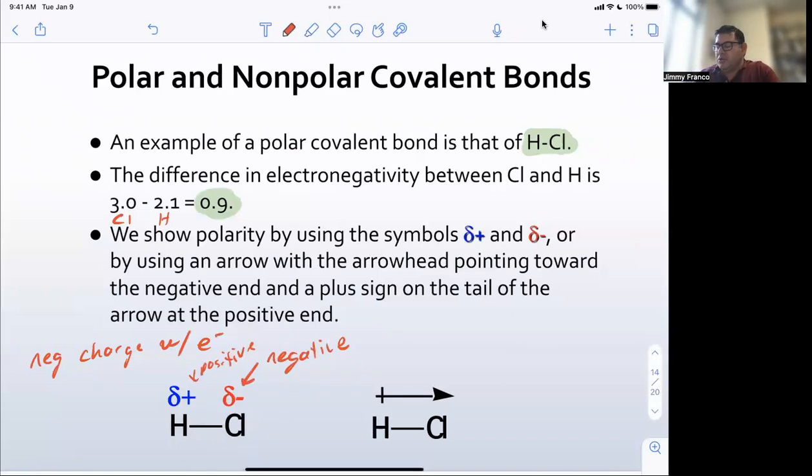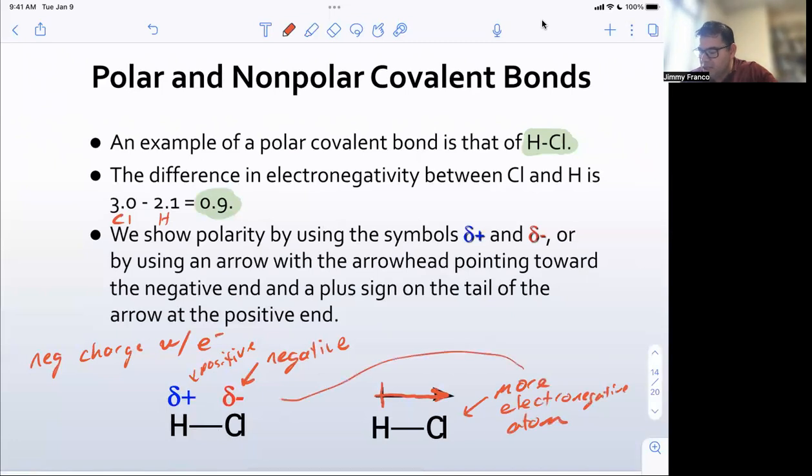The other thing we can do is show the direction of electrons. We're always going to draw this arrow towards the more electronegative atom. And the same thing with the negative charge. That negative charge is always going to be on the more electronegative atom. So we want to associate that negative charge with electronegativity, because we're stealing electrons, and electrons have this negative charge to them. So they're going to pull towards that more electronegative atom.